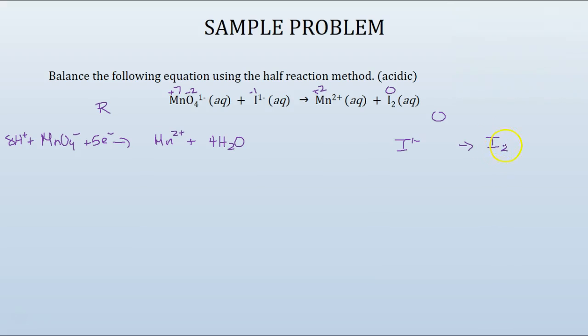Now, here we have 2 iodine and we only have 1. So we have to add a 2. That means that we have double the number of electrons that are going somewhere. So we have 2 electrons over here, but we have no electrons over here, so we need 2 electrons over here. So when we do that, we end up with a situation where things are not exactly the same. We can see we have 5 electrons here and 2 electrons here. So this side is going to have to be multiplied by 5, and this side is going to have to be multiplied by 2 to get them to even out.